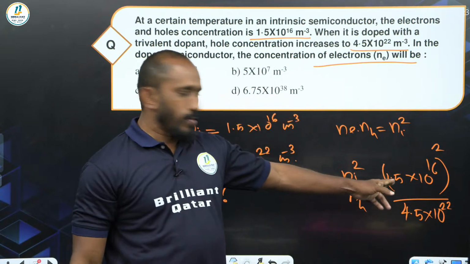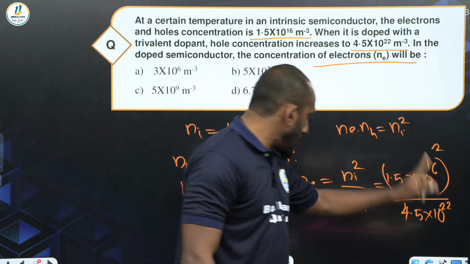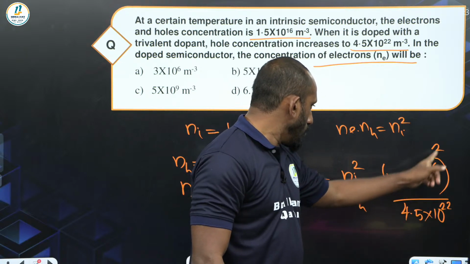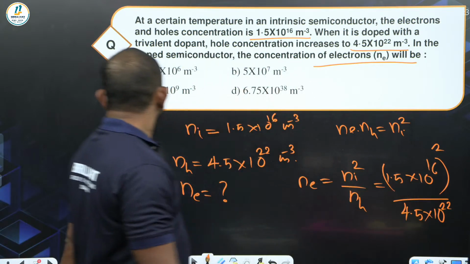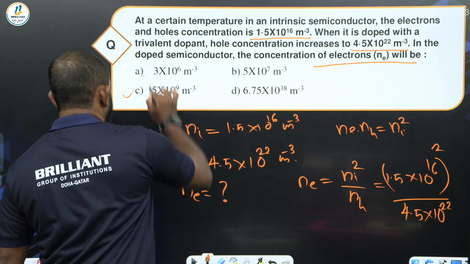So 15 by 4.5, 1 by 3 is coming. So 15 by 3, 5 will be there. 5 into 10 raised to, so 0.5, is it? Yeah, 0.5 into 10 raised to 32 by 22, that is 10. Yeah, 5 into 10 raised to 9 will be the correct answer. C is the correct answer.